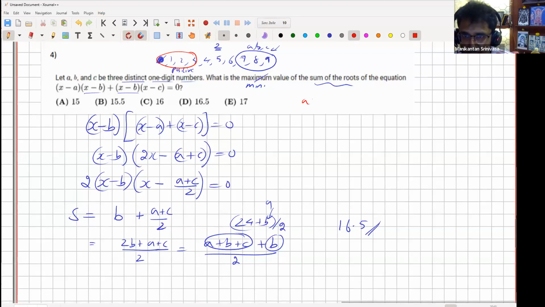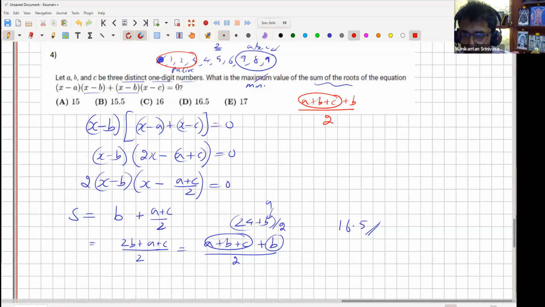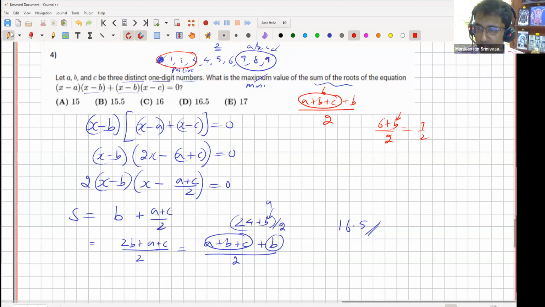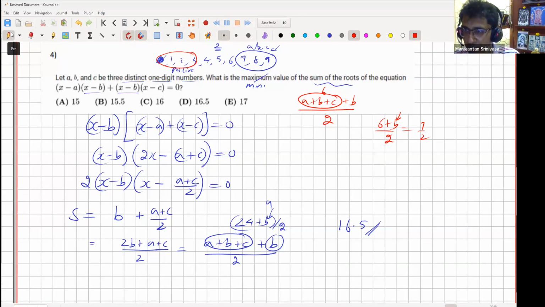Therefore, you will arrive at a plus b plus c plus b by 2. You want to minimize, so whatever way you allocate 1, 2, and 3, their sum will anyway be 6. So you want 6 plus b by 2. You'll allocate B to be as small as possible: 1 to B, and then A and C to be 2 and 3. So it'll become 7 by 2 in that case. It's the exact reverse approach. Just like we allocated 9 to B in this case, in the other problem that I made up just now, you'll allocate B to be 1.